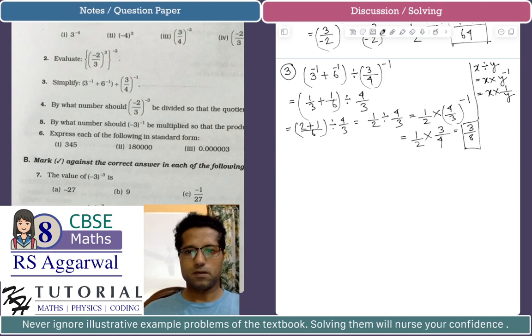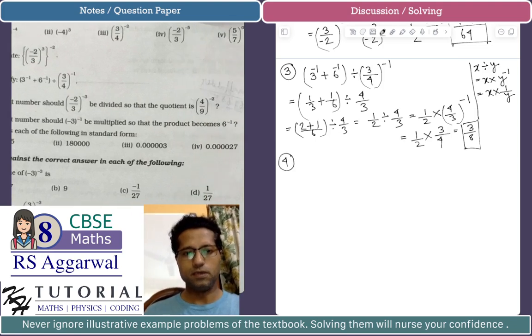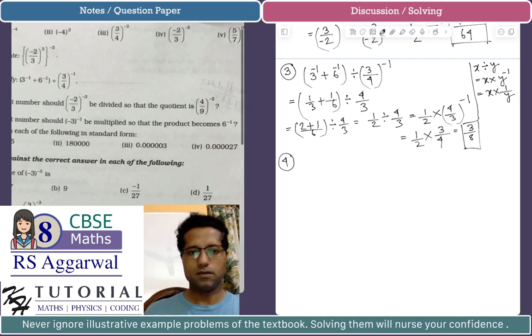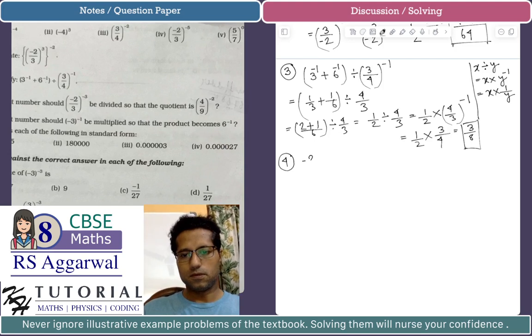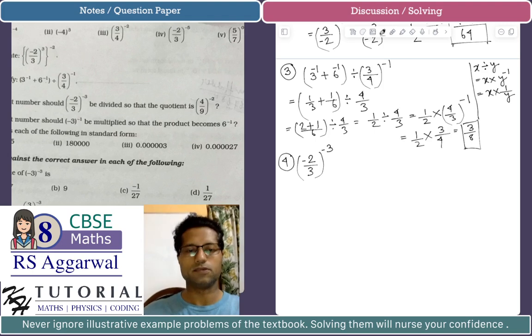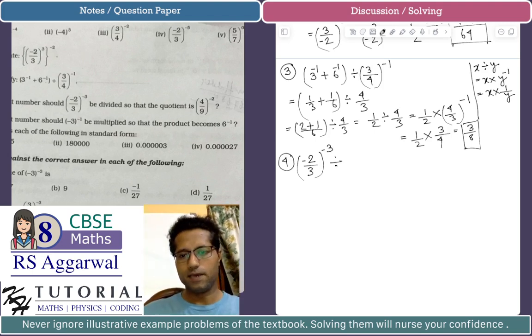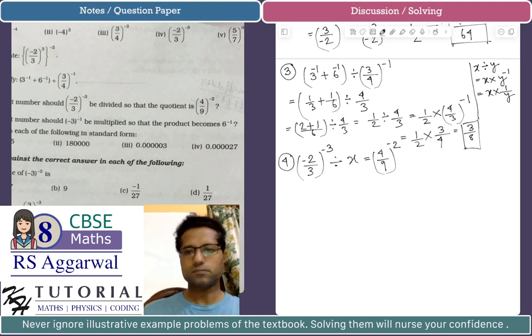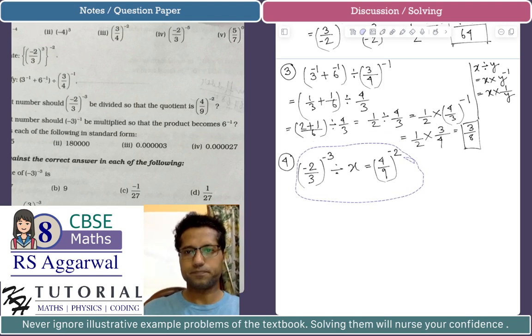Okay. Let's do problem number 4. By what number should minus 2 by 3 whole raised to the power minus 3 be divided? Okay, let the number be x, by which it is divided, so that the quotient, the result, is 4 by 9 divided by minus 2. Okay. So we have this equation. From this we have to solve and find what x is.